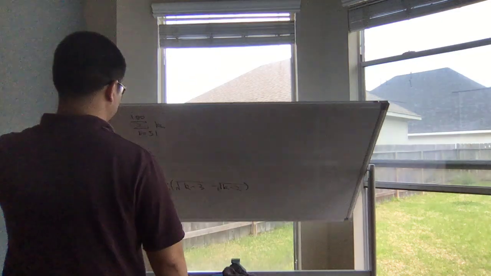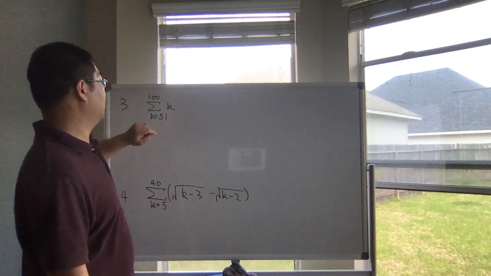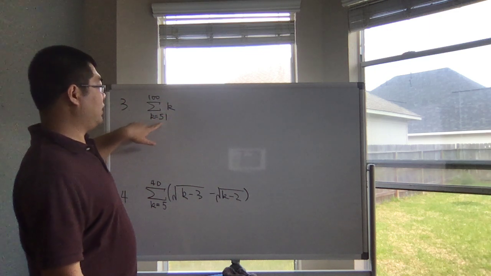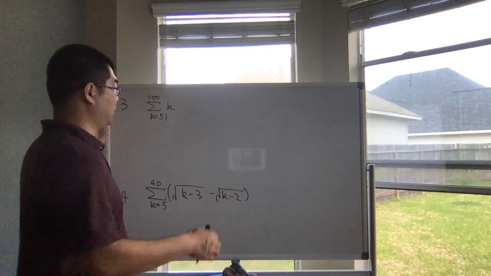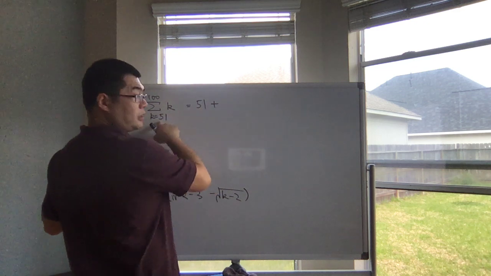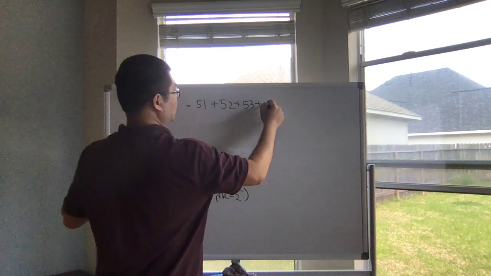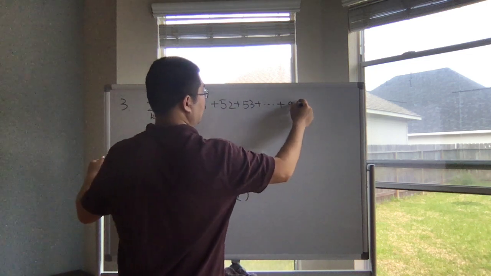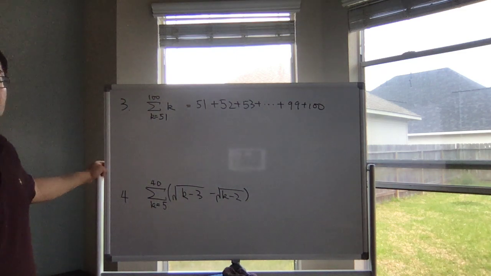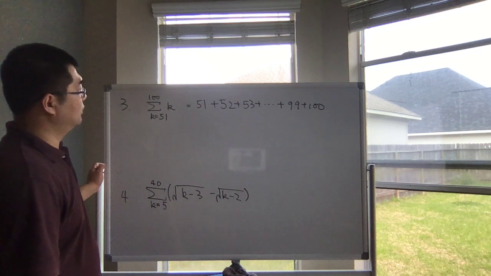Next one. Let's look at this. It's a summation of k from 51 to 100. So 51, right? It starts from 51 plus 52 plus 53 up to 99 plus 100. And how do we deal with this?